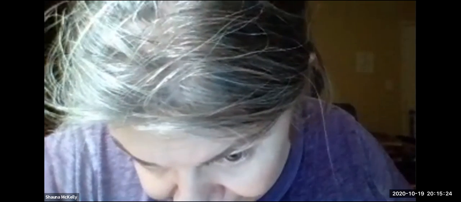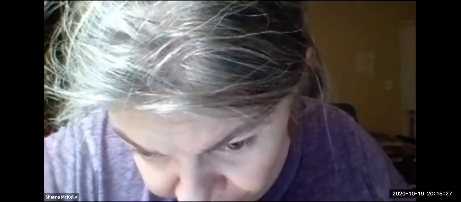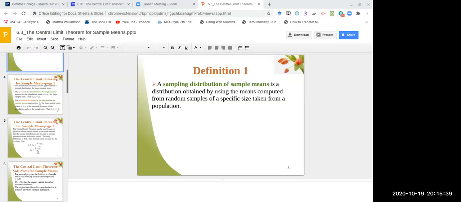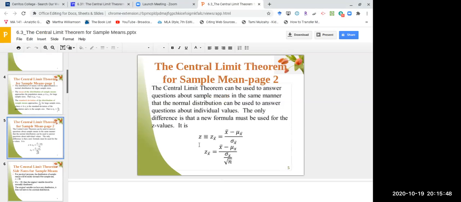Let me share my screen for the central limit theorem at this time. We're talking about groups of people or objects and their mean being within a certain amount. So you'll see that the formula is very similar. Mean of a sample mean, and we have a formula that looks like this: z is equal to x bar minus mu of x bar over sigma of x bar. Very similar.